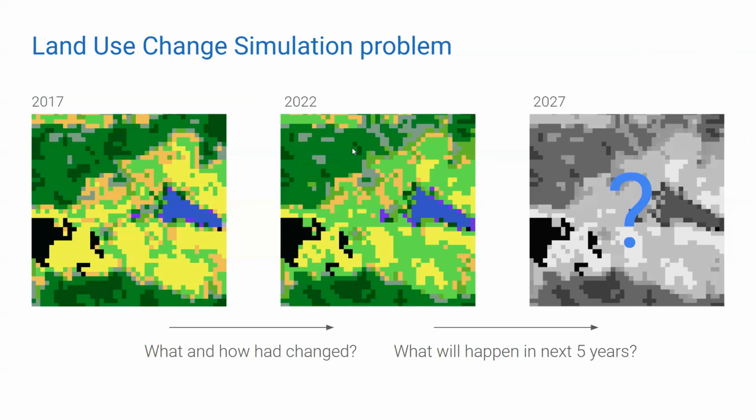Very well, let's go back to today's topic, the land use change simulation problem. Usually we have two types of questions regarding land use dynamics: what and how had changed in the past, and what will happen in the future based on what we observed. So we usually have two questions: what and how had changed, and what will happen in the next 3, 5, 10, 20, etc. years. So we will try to answer these questions today.